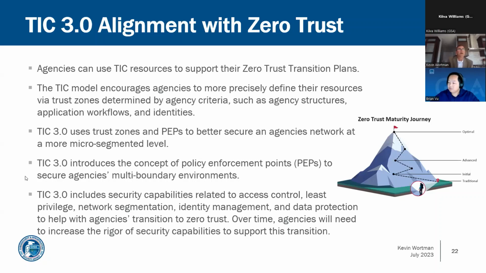Some of the ways that the criteria can be influenced is through the structures, the application workflows, and the identities. Even though we show a peak of a mountain here, Zero Trust never really ends. Agencies will need to continuously evaluate their Zero Trust needs to maintain their Zero Trust architectures. Next slide, please.